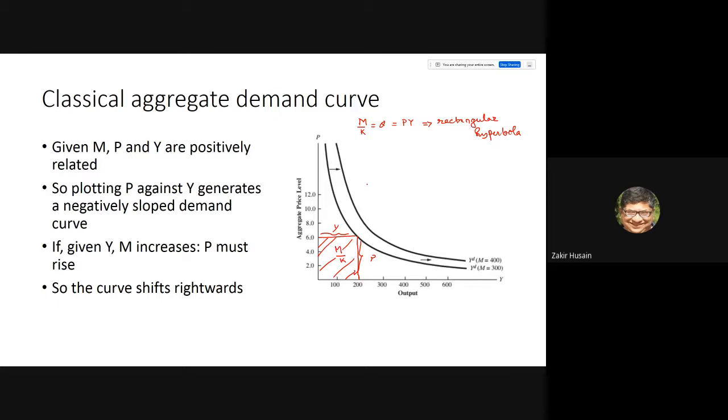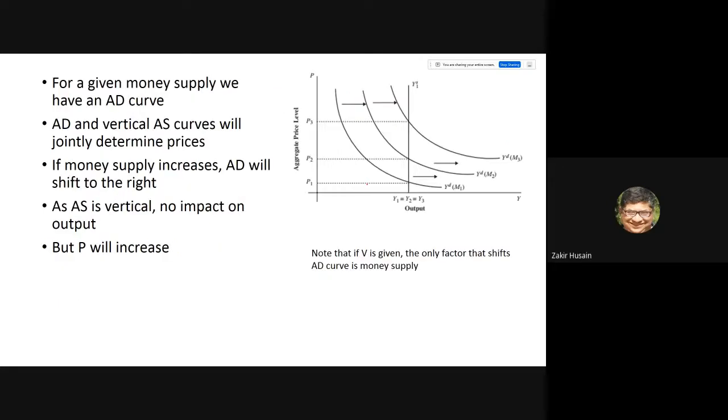Is it clear? Yes sir. Okay. Now for a given money supply, suppose the money supply is M1. So this is the aggregate demand curve. If money supply goes up to M2, this will be your aggregate demand curve. Forget about these two demand curves. This is your demand curve. This is the supply curve. And your equilibrium price will be P1. Right?